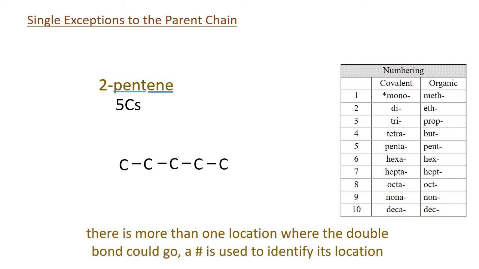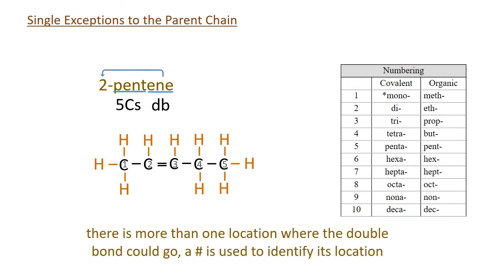Ene means double bond, and that double bond is going to go on the second carbon. So I number my carbons, and I place it on the second carbon. Now I add in my hydrogens so that each carbon is making 4 bonds, and that's 2-pentene.